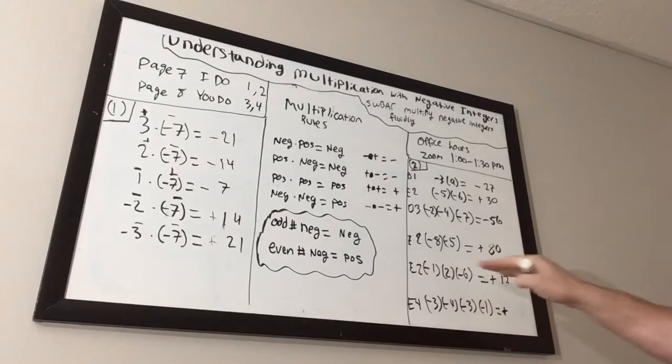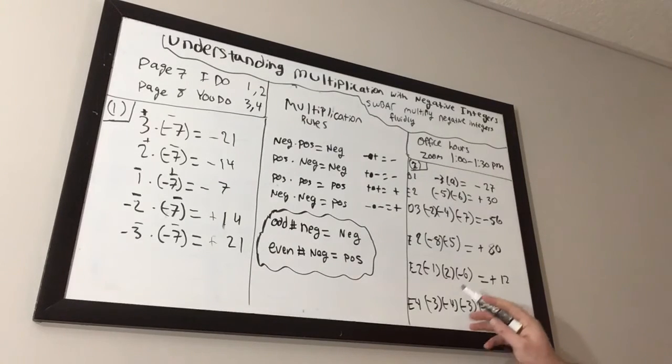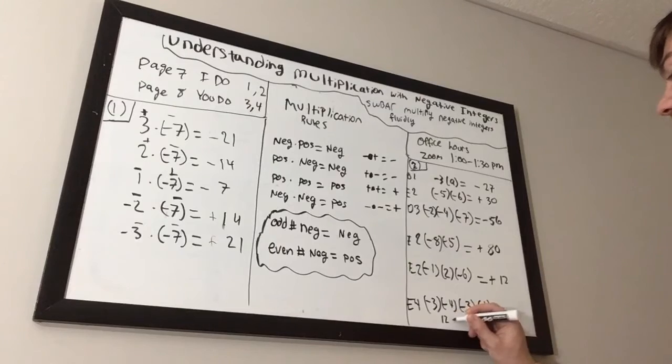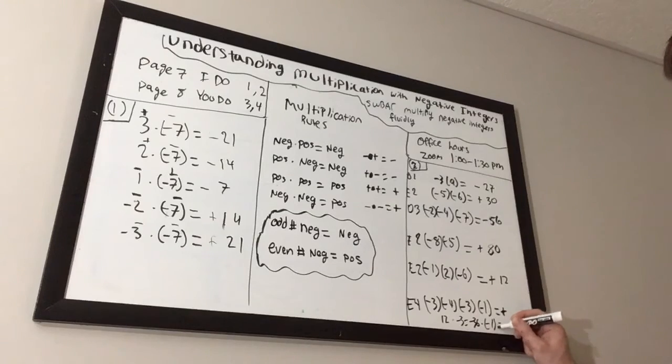Like I said, you can do it straight across using the top rules, or you can just count the even or the odd. Both will give you the exact same answer. So the last one, negative 3 times negative 4 is positive 12. Positive 12 times negative 3 is negative 36. Negative 36 times negative 1 is positive 36.